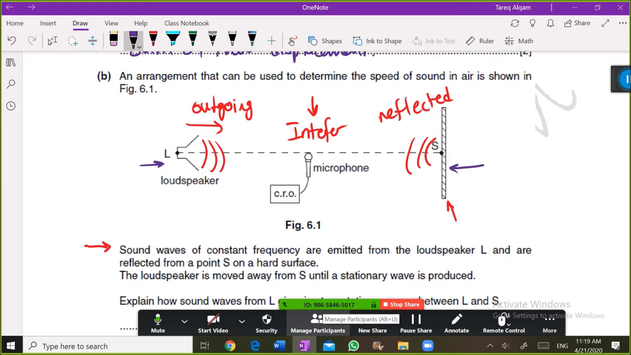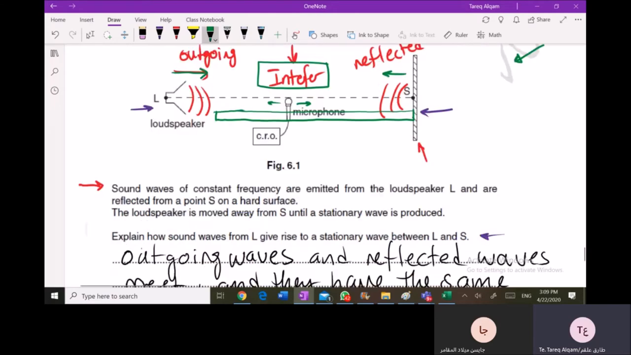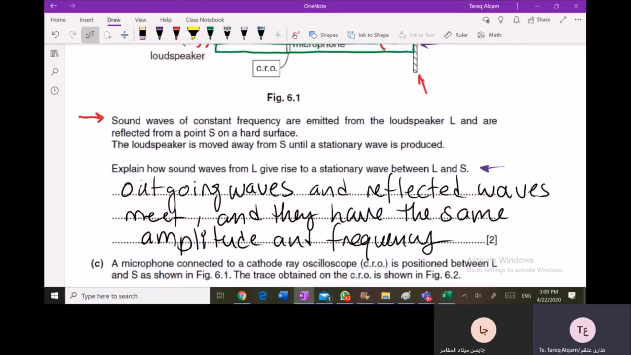If I consider this. Explain how sound waves from L give rise to a stationary wave between L and S. You know this, we discussed that before. These outgoing waves and reflected waves meet, overlap, something like this. These are the conditions that we discussed for stationary waves. The outgoing waves and reflected waves must meet and have the same amplitude and same what? Frequency. If they satisfy these conditions, we may also add same type, definitely same type. So a stationary wave or standing wave can be formed here.